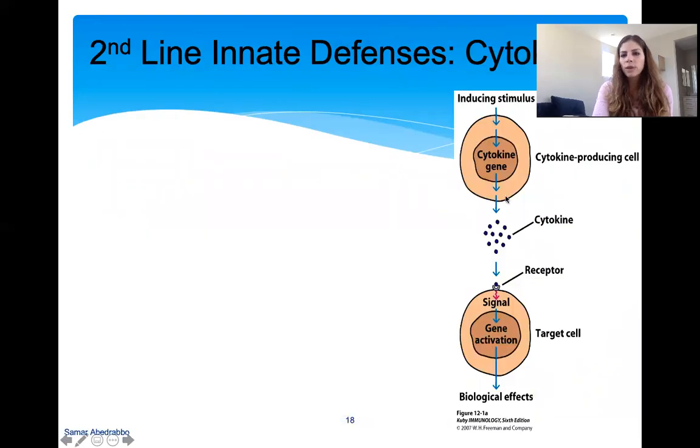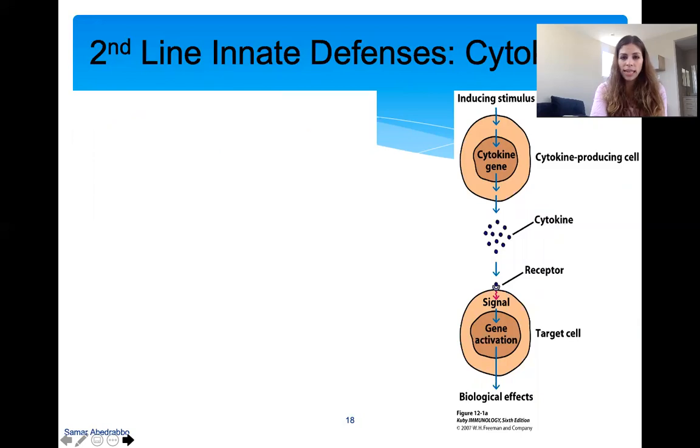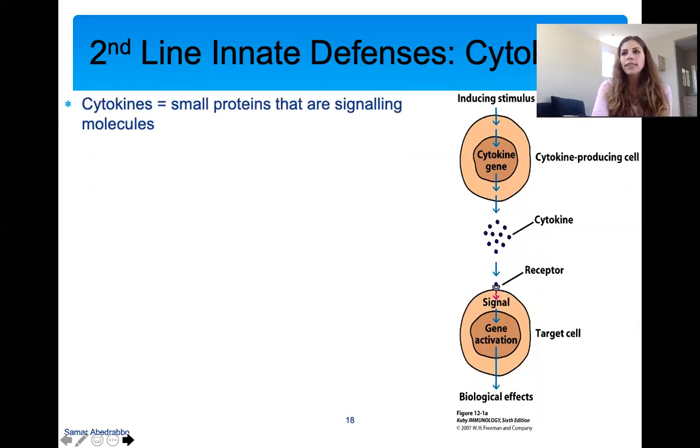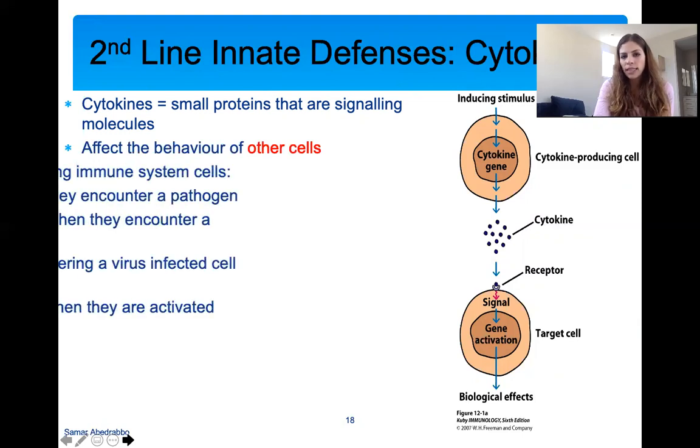I want to have one slide about cytokines to talk about cytokines really quickly because we'll see this word a lot in this lecture, and then adaptive immunity. Cytokines are signaling molecules. They're small proteins that are secreted by cells, meaning when a cell secretes them, they signal another cell to do something. So they affect the behavior of other cells.